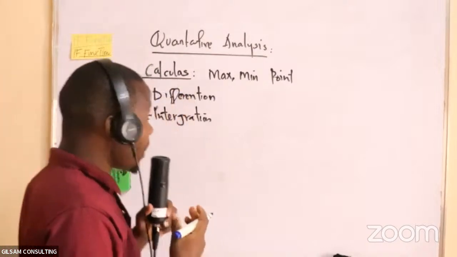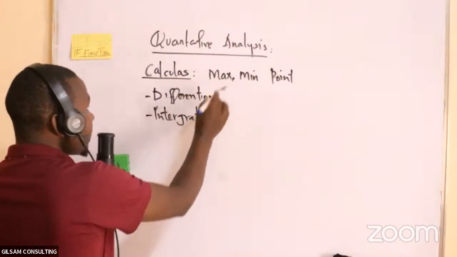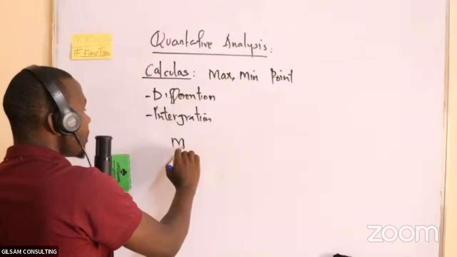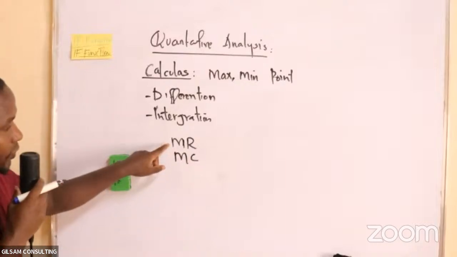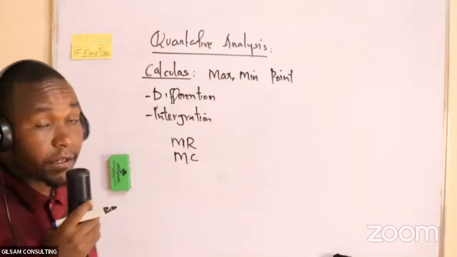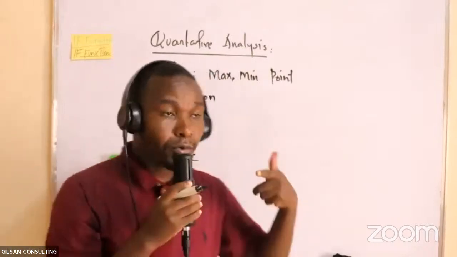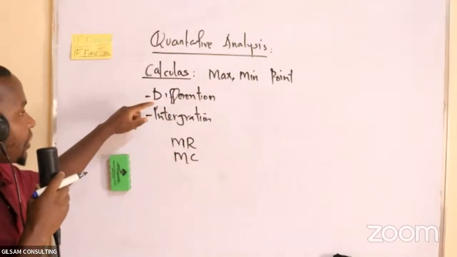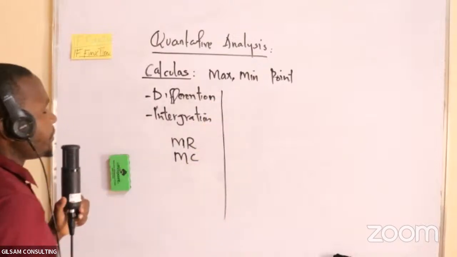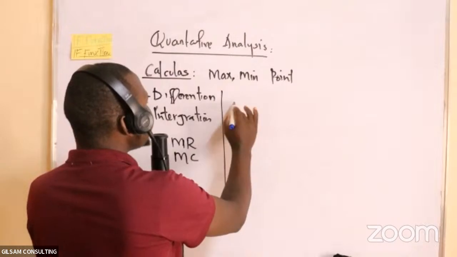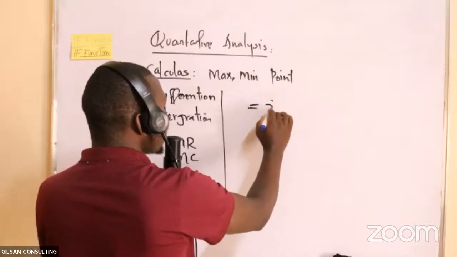For example, the examiner will be giving you the maximum revenue or the maximum cost. And at the end of it, you will be required to calculate the total revenue or the total cost. So you will apply this concept, differentiation and integration.